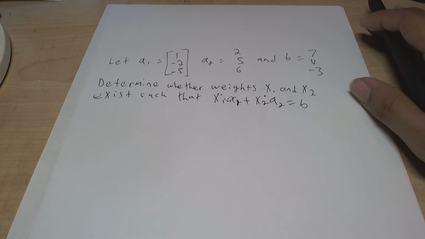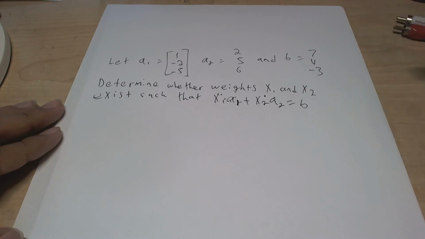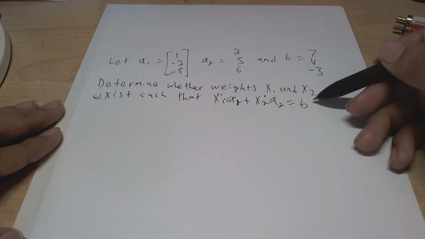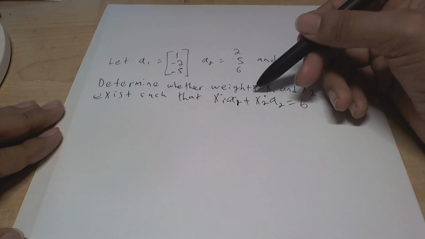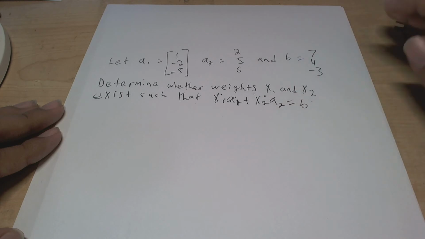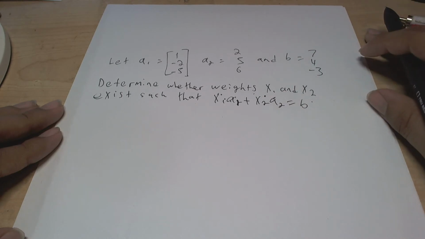So let me catch up to my notes. One thing that we notice: if B is on the right side of the equal sign, then the linear combination on the left of the equal sign must be able to generate B. And that is what we're asking in this question: determine if B can be generated as a linear combination of A sub 1 and A sub 2.